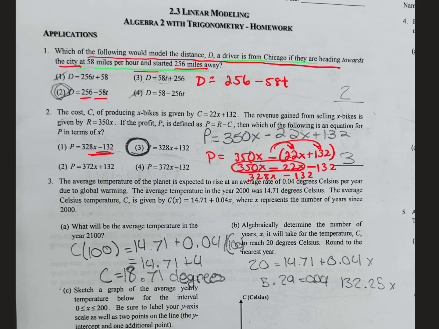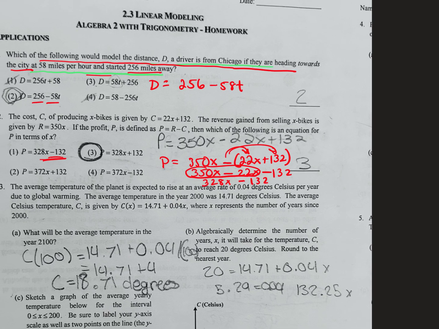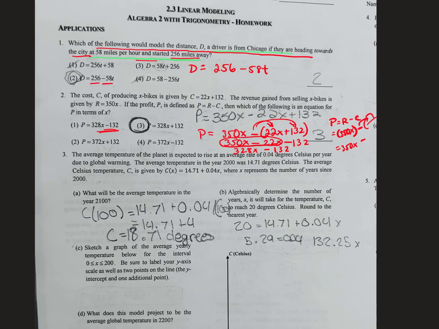As long as you follow this rule, when you do something like P equals R minus C, you can always put these things in parentheses. So your R would go first, 350x, and then you put minus, and you put your C in parentheses as well. And then, if you do have to distribute anything, it shows up if you always use parentheses. So I would do that.